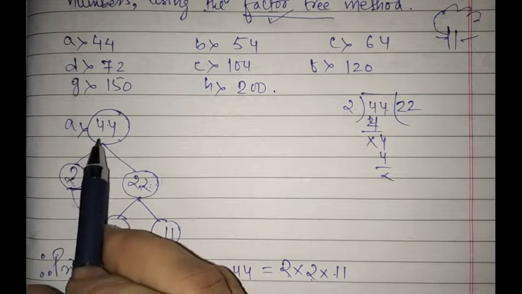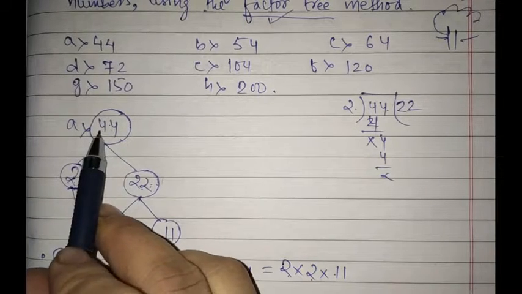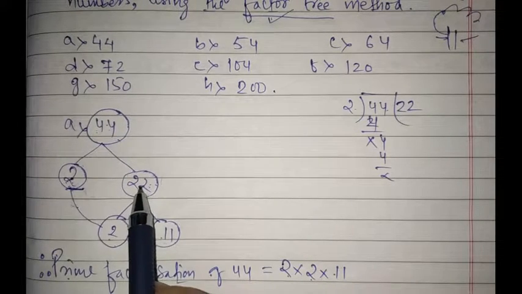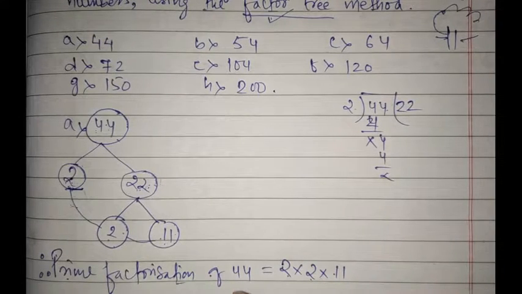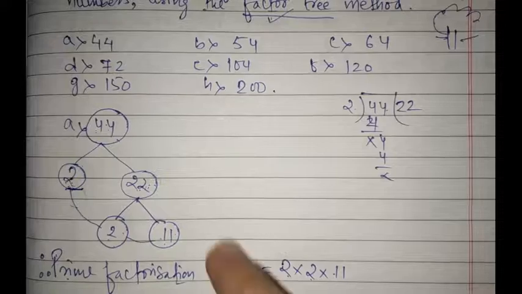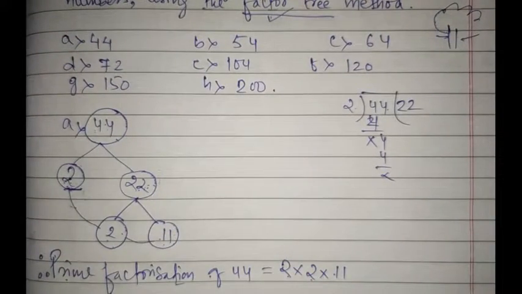You are dividing 44 by 2, which is the smallest prime number. So 2 into 22 is 44. Again, you can expand this 22 because it is a composite number. It has more than 2 factors. So 2 into 11 is 22. So the prime factorization of 44 using a factor tree is 2 into 2 into 11. Okay, I hope the concept is clear.